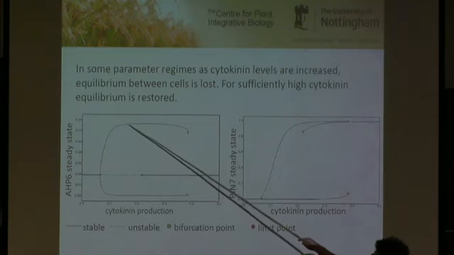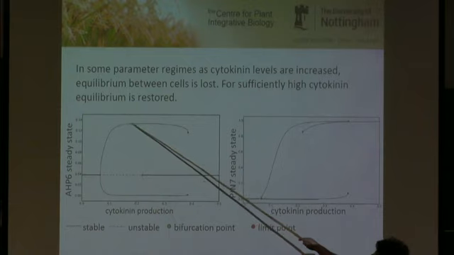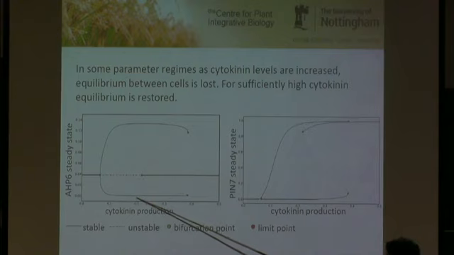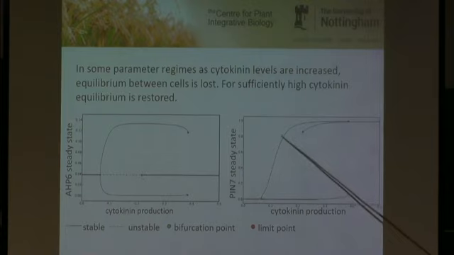One cell will be in the auxin-dominated case with high AHP. The other cell will be in the cytokinin-dominated state with correspondingly low level. And the converse is true here. So this branch corresponds to this one, and vice versa.